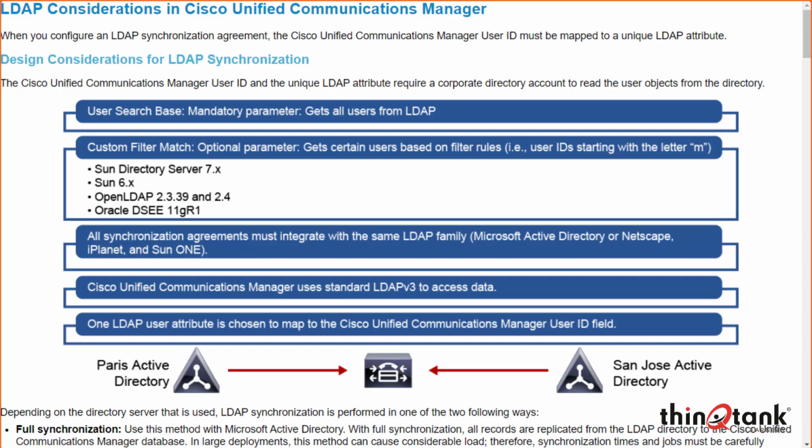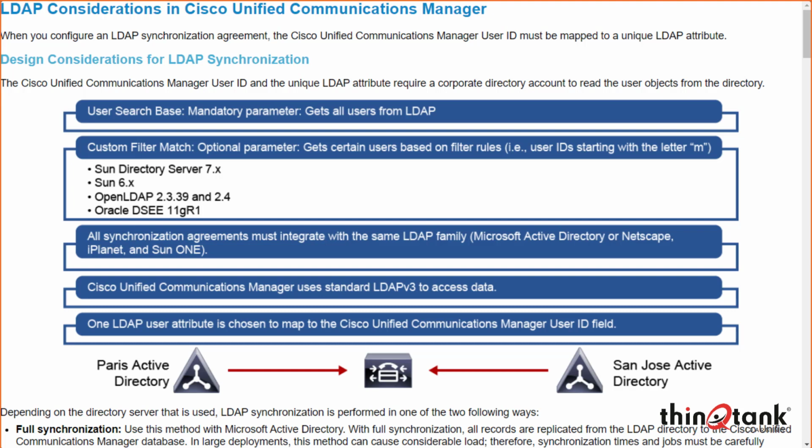So the next thing we're going to take a look at are the different considerations when we're setting up our synchronization agreement. Kind of those mappings that we talked about. Call manager user ID, for example, has to be mapped to a specific LDAP attribute and so on. The call manager user ID, which really defines the user within call manager, needs to be mapped over to one of those fields. And typically it's probably going to be SAM account name that we're going to use.